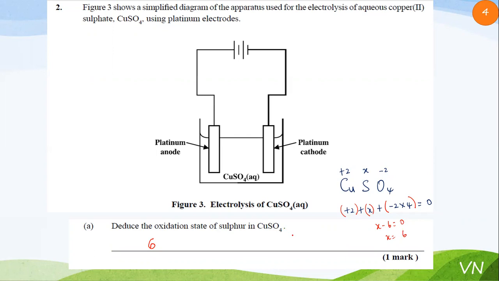However, when we write an oxidation state, we have to put a sign in front. So we either put minus 6 or plus 6. In this case, it is going to be plus 6. So the oxidation state of the sulfur in copper sulfate will be plus 6.